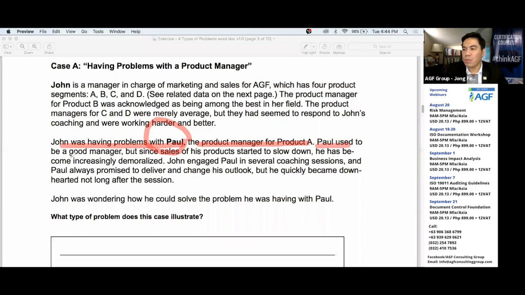So Paul used to be a good manager. Take note of that. Paul used to be a very good manager, but right now, obviously, the company is having problems because all of a sudden Paul is having issues with performance. All of a sudden, his sales are on a slump, and his sales statistics are on a decline. All right. And of course, the boss here, John, was wondering how he could solve the problem he was having with Paul.